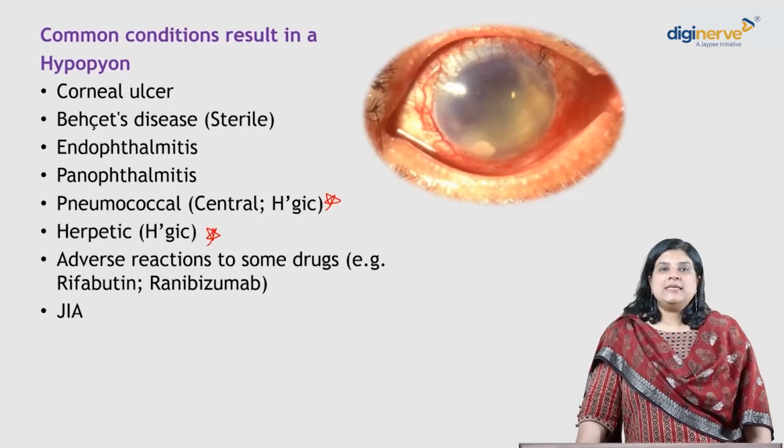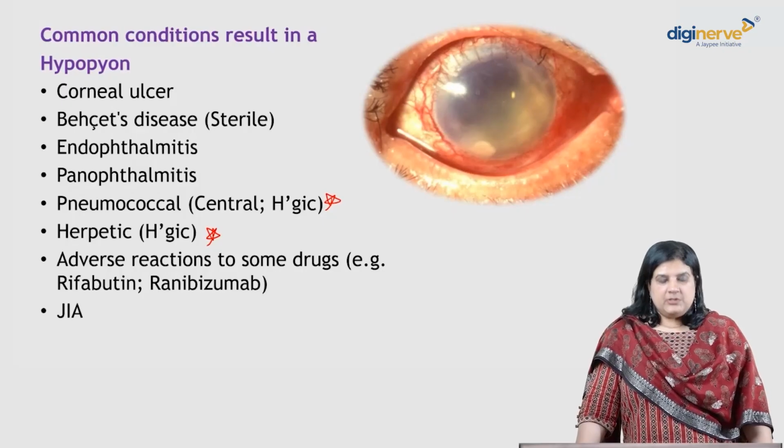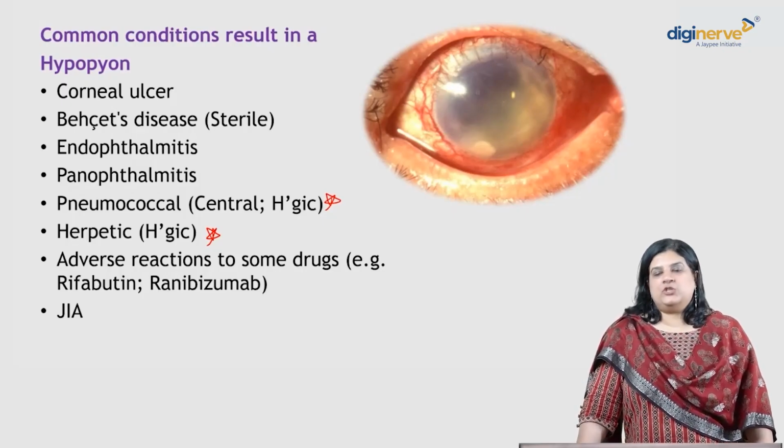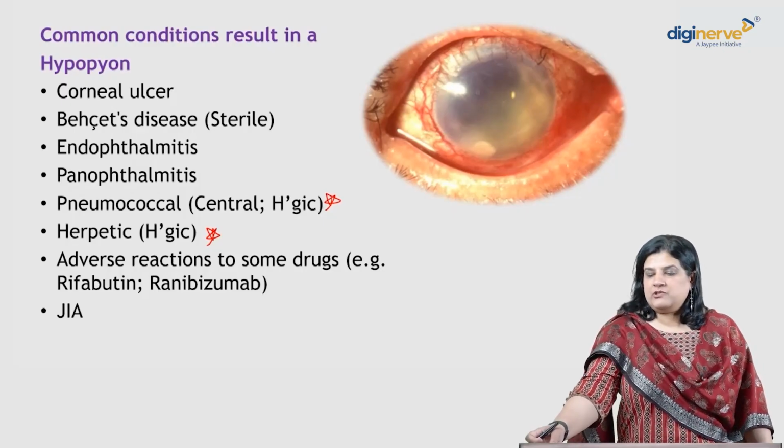Hypopyon can also be seen as an adverse reaction to some drugs like rifabutin and ranibizumab, and in patients with JIA, which is juvenile idiopathic arthritis.